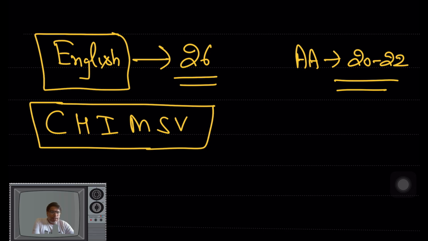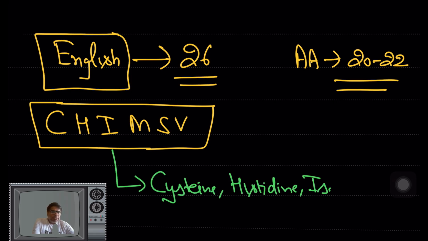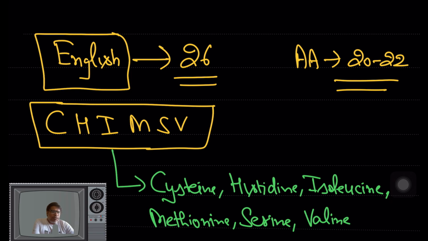You can remember CHIMSV. Here, C stands for cysteine, H for histidine, I for isoleucine, M for methionine, S for serine, V for valine. Very simple. No ambiguity, no confusion. Why? Because if you take the alphabet C, there is only one amino acid, cysteine. If you see the name, it starts with C. So only one amino acid is there. That's why it has been assigned the letter C.